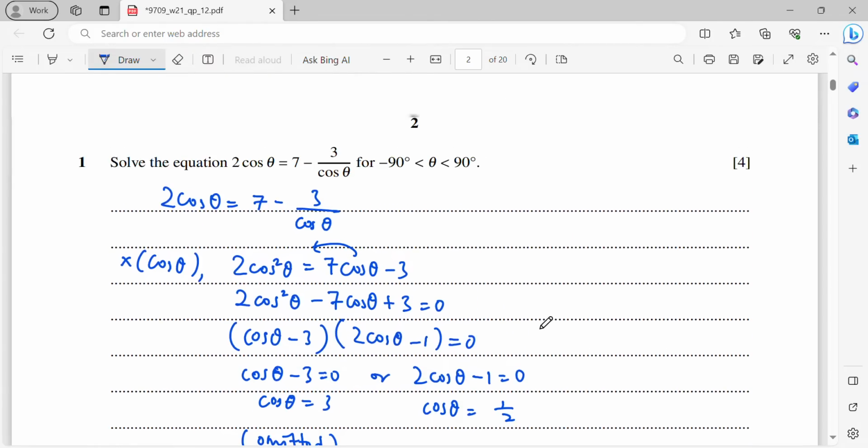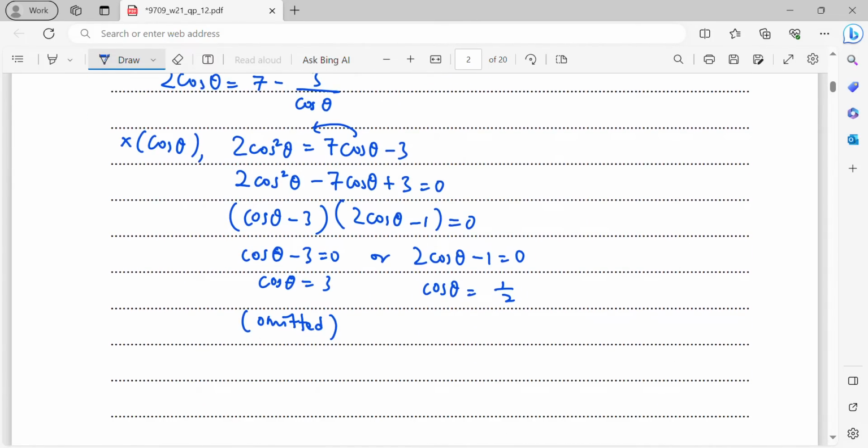Now, when you look at the domain here, theta is defined from minus 90 degrees to 90 degrees, which means it will be in the first and fourth quadrant. Okay, you can accept these two angles. Cos theta will be positive for first and fourth quadrant. Now when you refer to the calculator, inverse cos half is going to be 60 degrees. So now your first angle is positive 60 degrees and second angle is negative 60 degrees. So with this, we have completed this question.